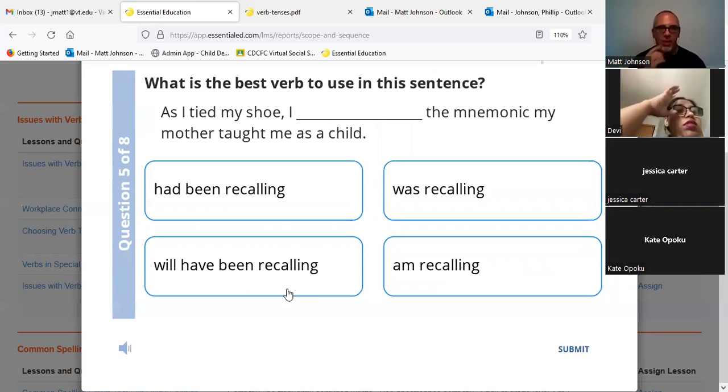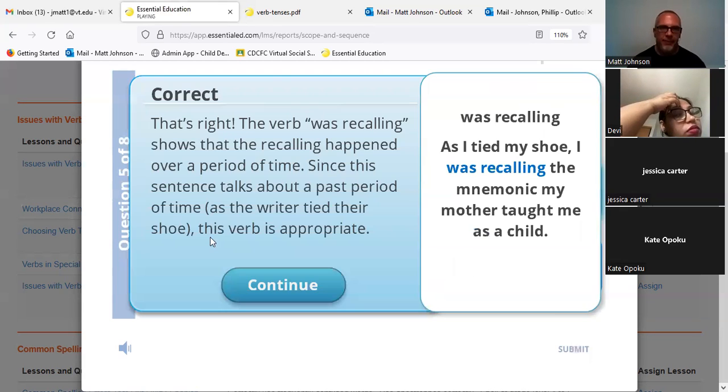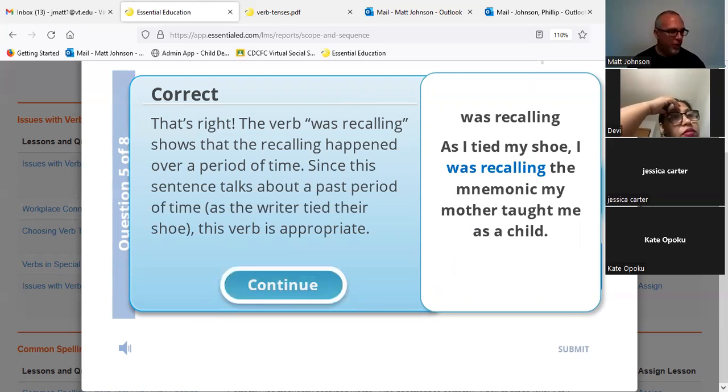All right, what was the best verb to use here? As I tied my shoe, I blank the mnemonic my mother taught me as a child. So I was recalling. Okay. Yeah, so be here. I was recalling. Yeah, so shows that recalling happened over a period of time. So it's not a singular event. So it's a past period of time, writer tied their shoe. So this is the appropriate tense, was recalling.